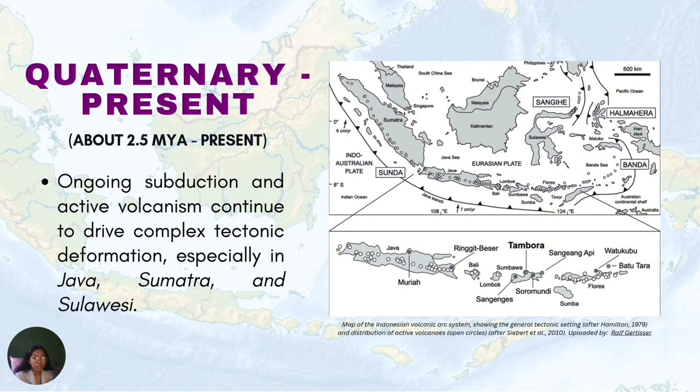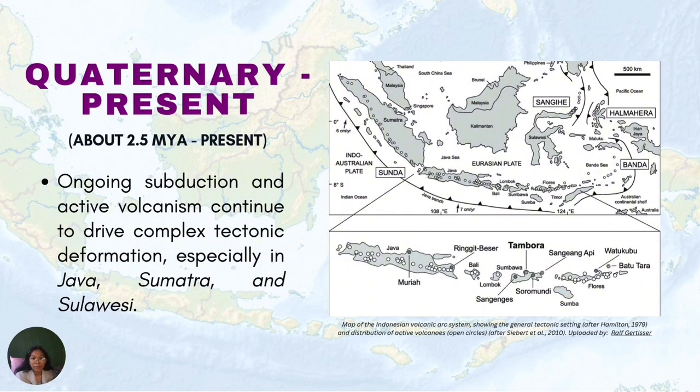Now, for the Quaternary to present, which is approximately 2.5 million years ago until present, Indonesia remains one of the most tectonically active regions on Earth. The ongoing subduction of the Indo-Australian Plate beneath the Eurasian Plate fuels constant geological activity. This includes active volcanism and earthquake generation, especially across Java, Sumatra, and Sulawesi.